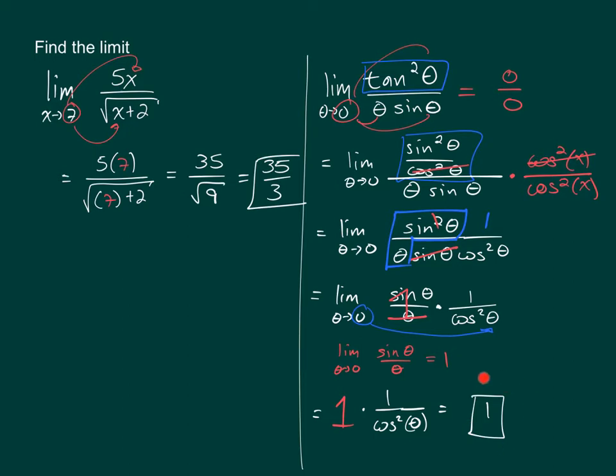So our answer here is 1, and that's because the sine theta over theta is 1. That's this red one here. And then I substituted the 0 in for theta in the cosine, and the cosine of 0 is 1. So if you square 1, you get 1. 1 divided by 1 is 1. 1 times 1, the whole thing is 1.